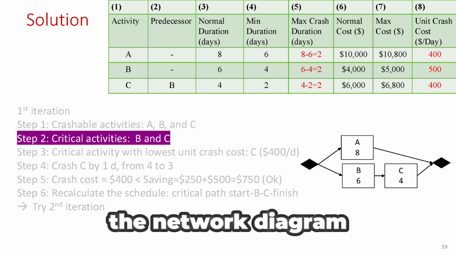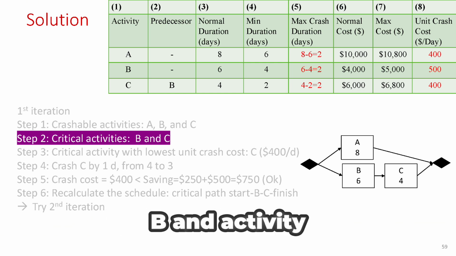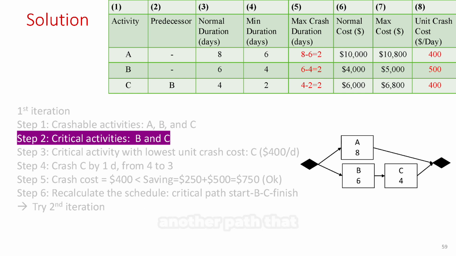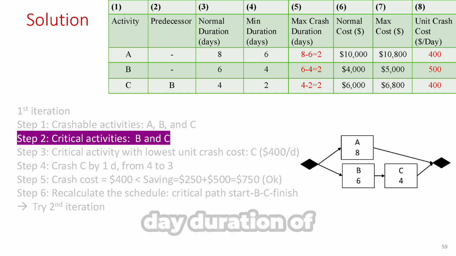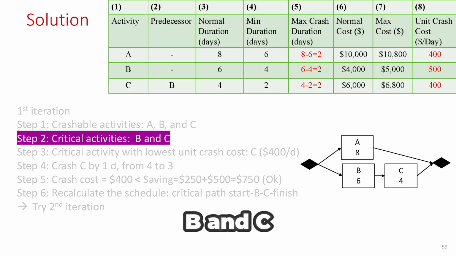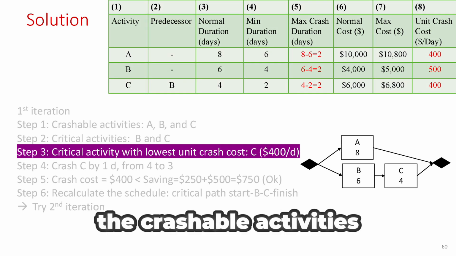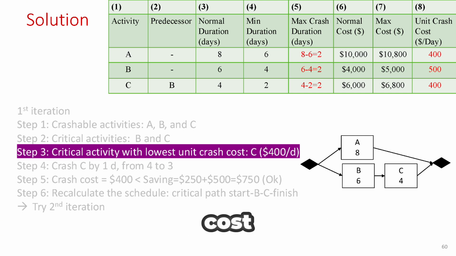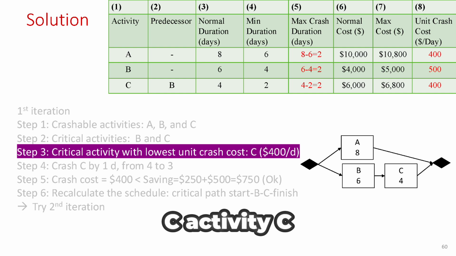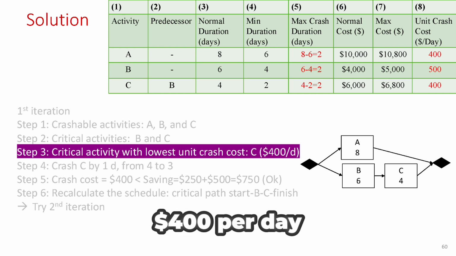From the network diagram, the critical path runs through activity B and activity C. Although there is another path that goes through activity A, it is not a critical path because its duration is 8 days, which is shorter than the 10-day duration of the path through B and C. Step 3, now we look at the crashable activities on the critical path and choose the one with the lowest unit crash cost. Between B and C, activity C has the lowest crash cost at $400 per day.